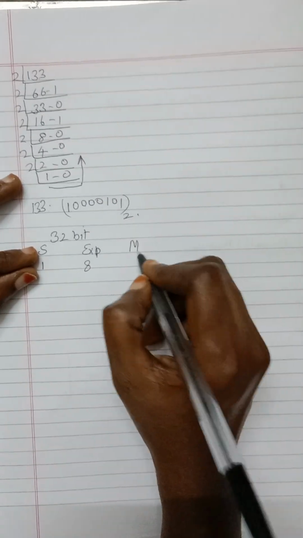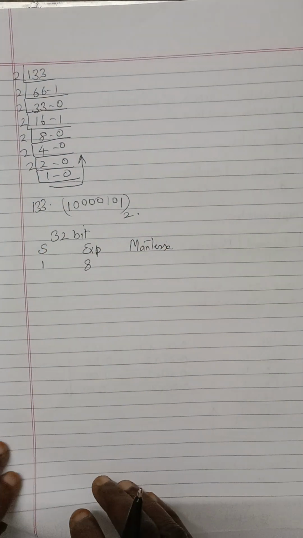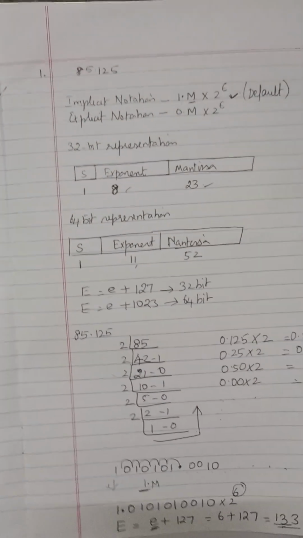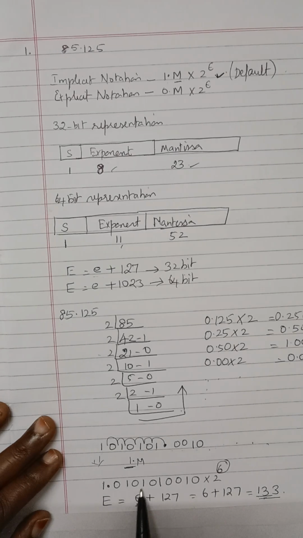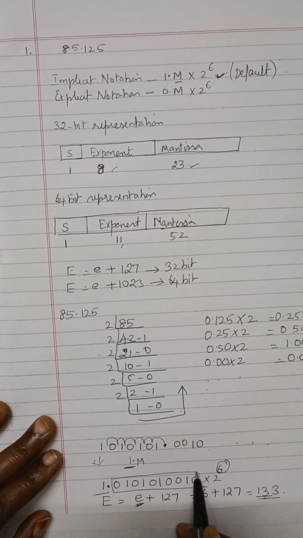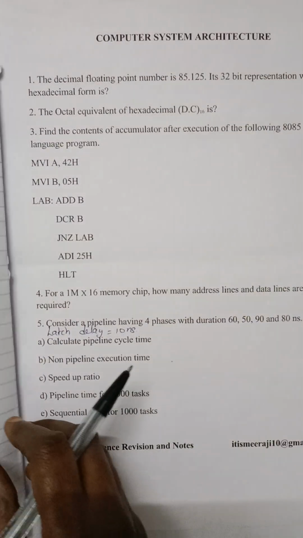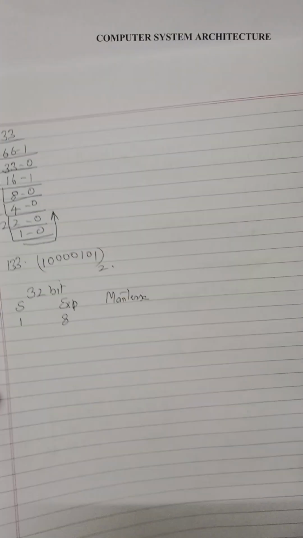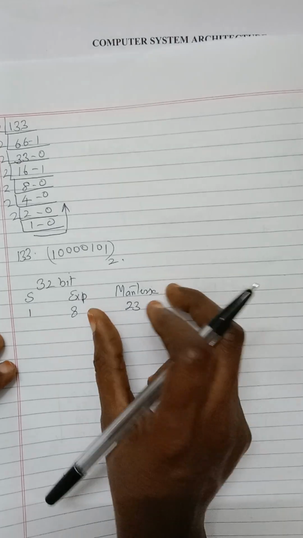Then we have to write the mantissa. How will you write the mantissa? You have taken that 1 point something, right? Here we have taken 1 point. This is the implicit notation, and this is the mantissa part. Now write this value here in the mantissa part. In the 32-bit format, the mantissa has 23 bits, so we have to write 23 bits here.